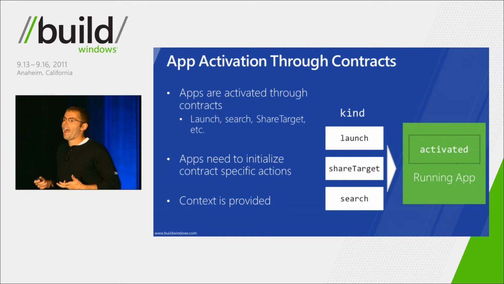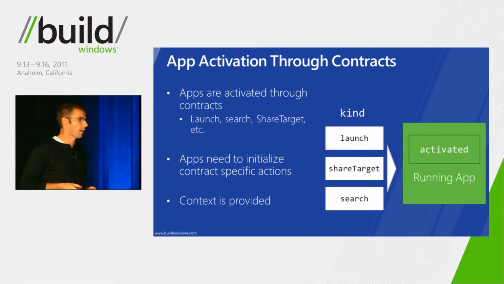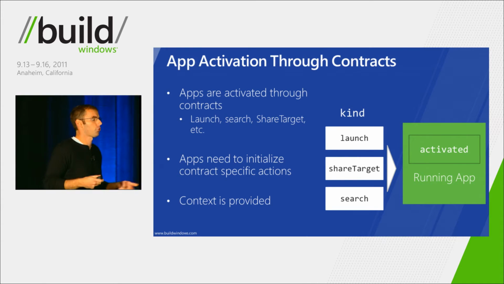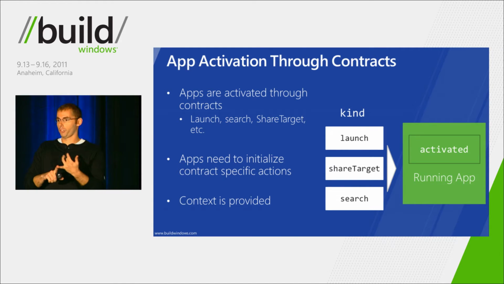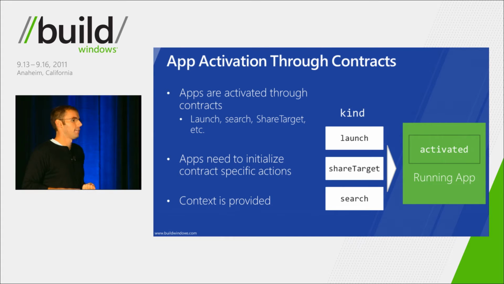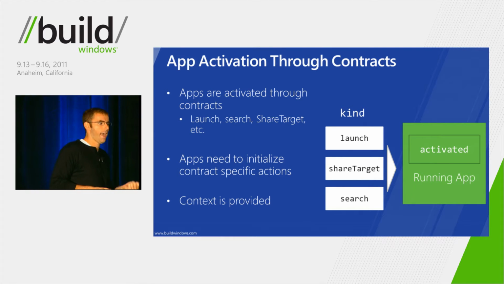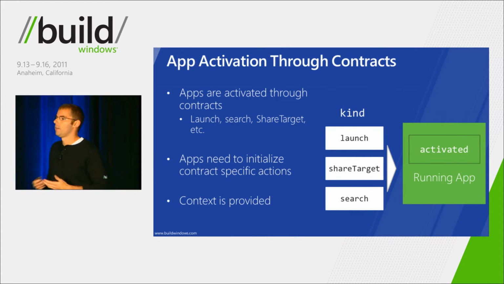When an application is activated as a result of a contract, the most important thing to do is fulfill the contract. So if your application is activated for search, when your app is running, you should figure out that it was a search activation by inspecting this property called kind, and then navigate the user to the search experience of your UI, take the context that's provided by the activation, and then perform the search. You can tell a very similar story for share as well: perform the share, initialize the share, etc.